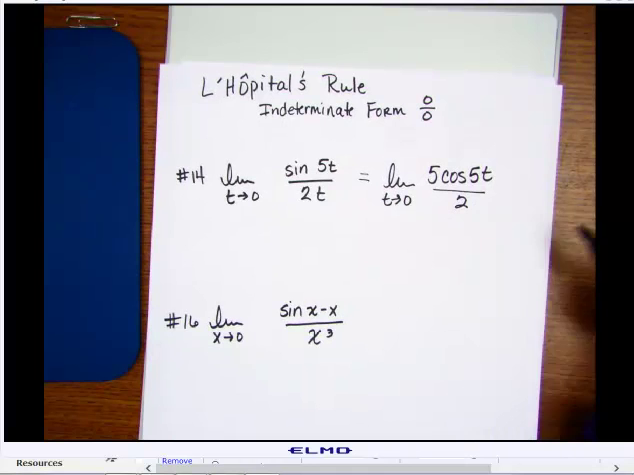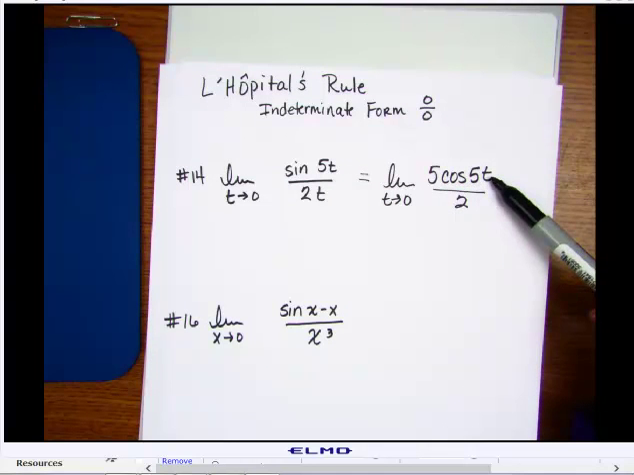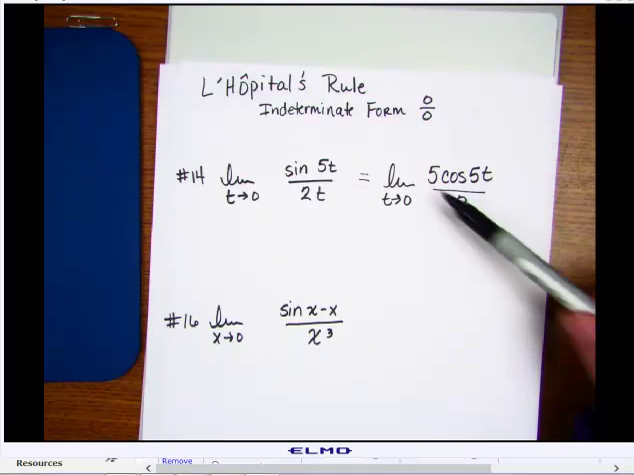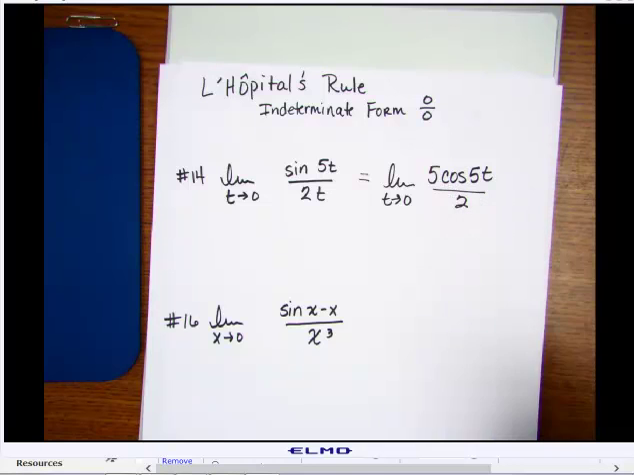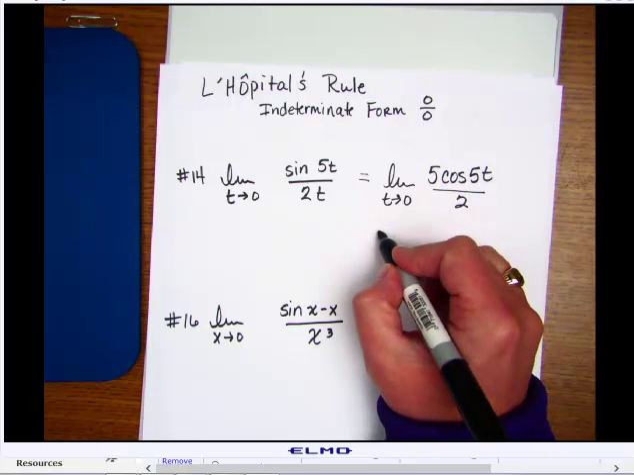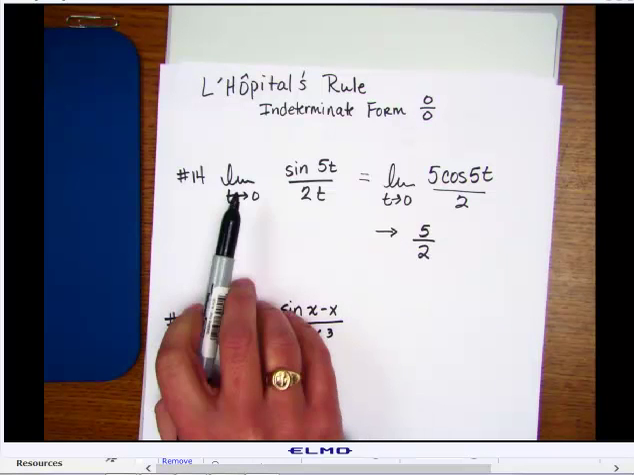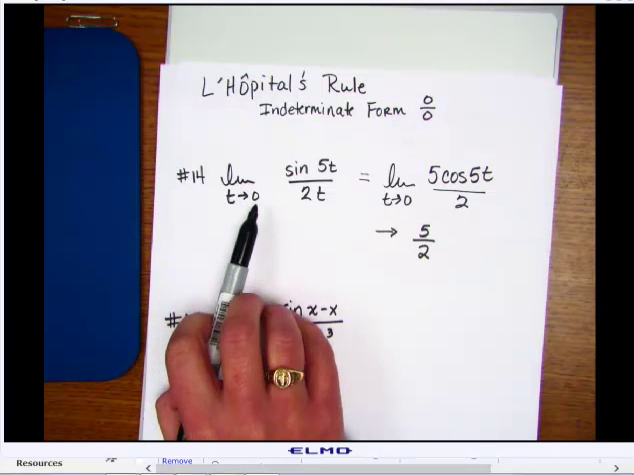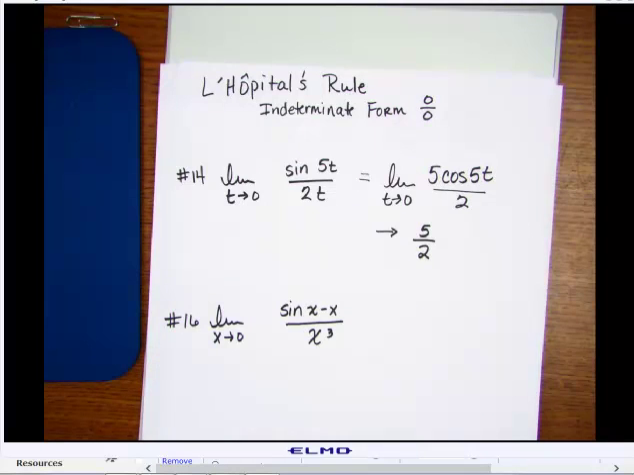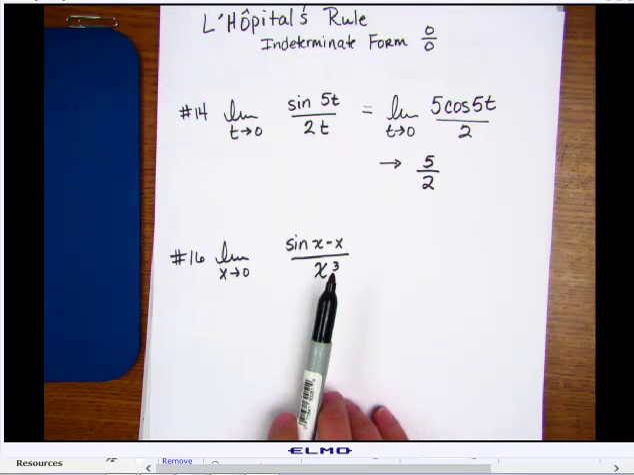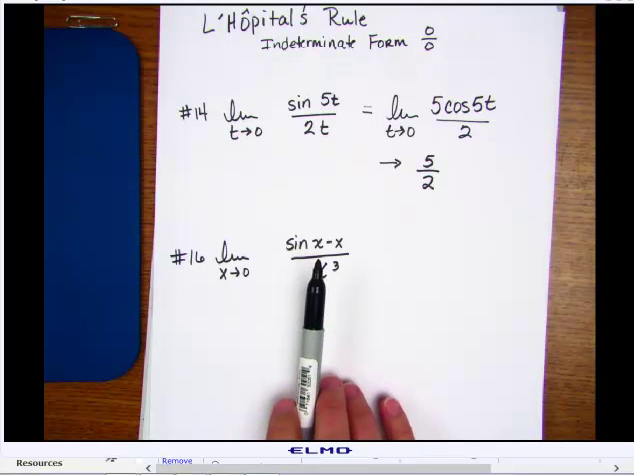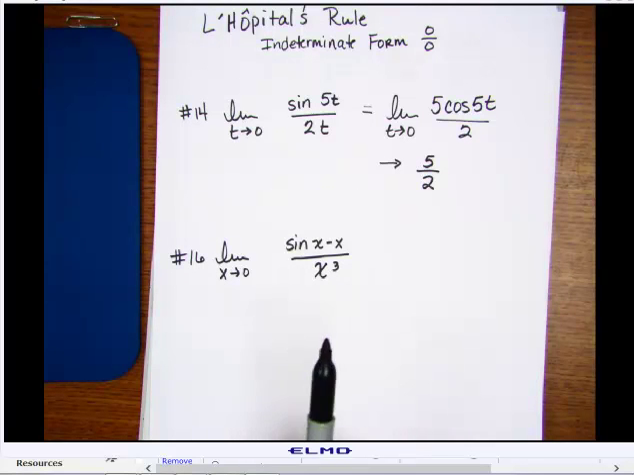Okay, and now when we plug in 0, the cosine of 0 is 1, times 5 is 5, and with the 2 in the denominator, we know that this would go to 5 over 2. So that would be my limit as t goes to 0 of this function. Let's try another one. Again, in this one, if I plug 0 into the numerator and the denominator, I get 0 over 0, so that's the indeterminate form.